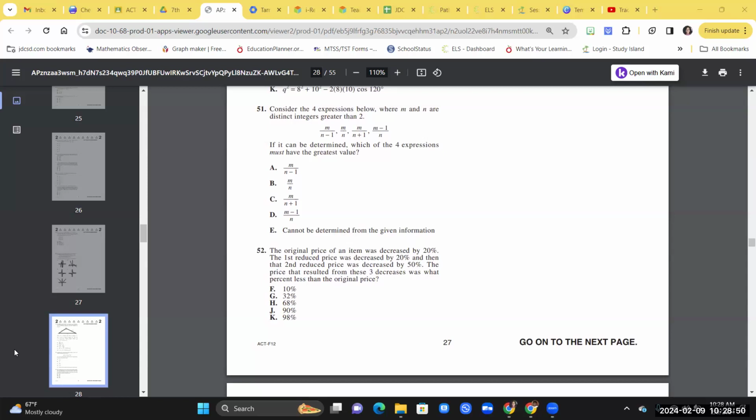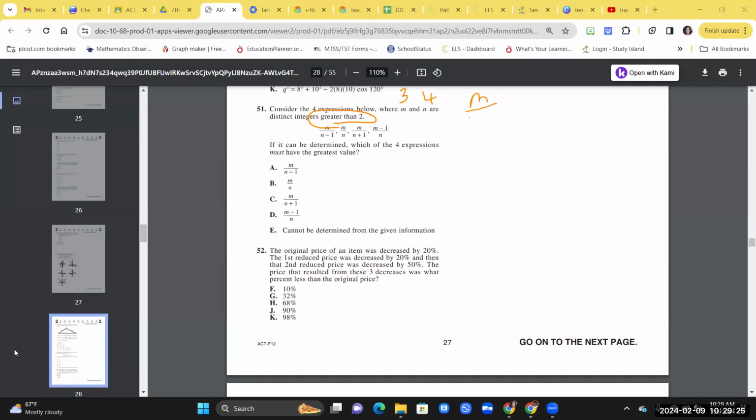Consider the full expression below where M and N are... The fraction is greater than... So I'm going to put in some numbers greater than 2. Let's say 3 and 4, and I'm going to substitute in each one.